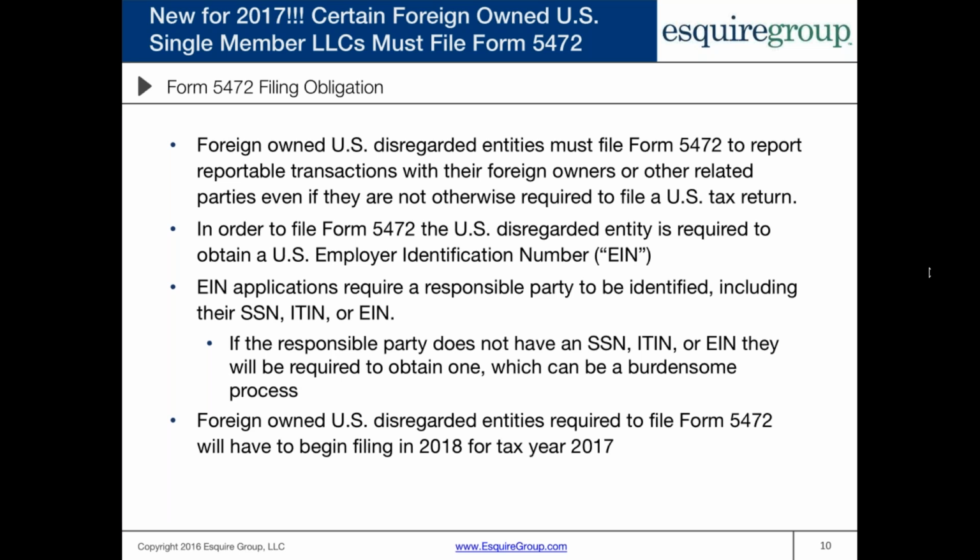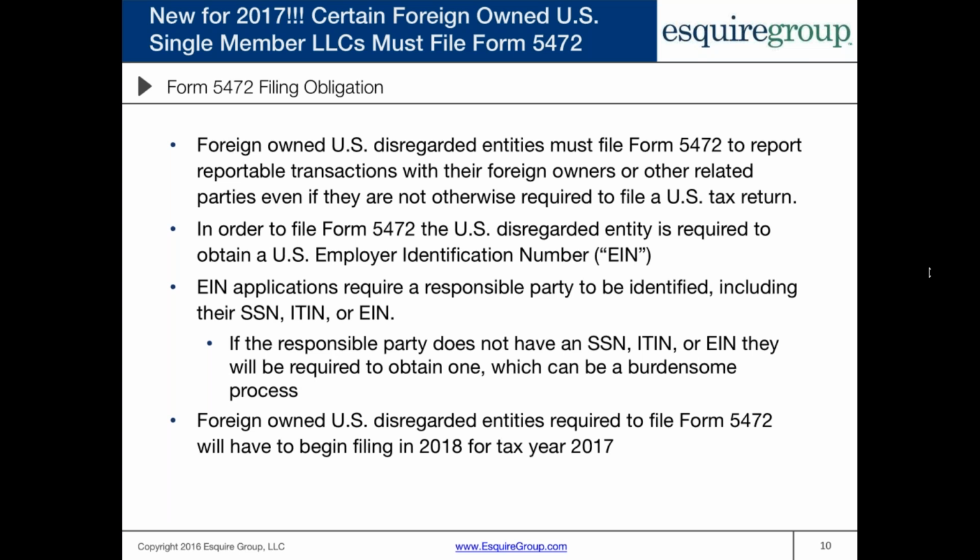In order to file Form 5472, the U.S. disregarded entity is going to be required to get a U.S. employer identification number, an EIN. As stated before, the EIN is a tax ID number for entities, which is what an LLC would be required to get. EIN applications require a responsible party to be identified. The responsible party is essentially defined as the person who has the ultimate control over this entity.